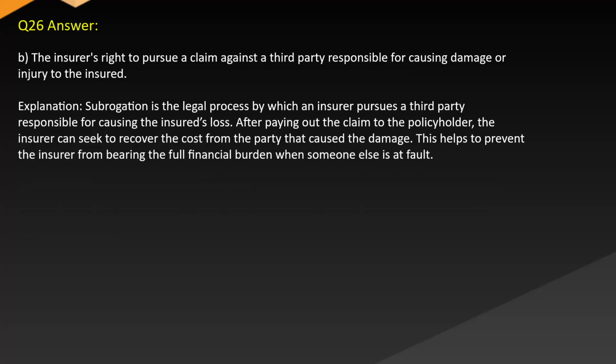Answer: B. The insurer's right to pursue a claim against a third party responsible for causing damage or injury to the insured. Explanation: subrogation is the legal process by which an insurer pursues a third party responsible for causing the insured's loss. After paying out the claim to the policyholder, the insurer can seek to recover the cost from the party that caused the damage. This helps to prevent the insurer from bearing the full financial burden when someone else is at fault.